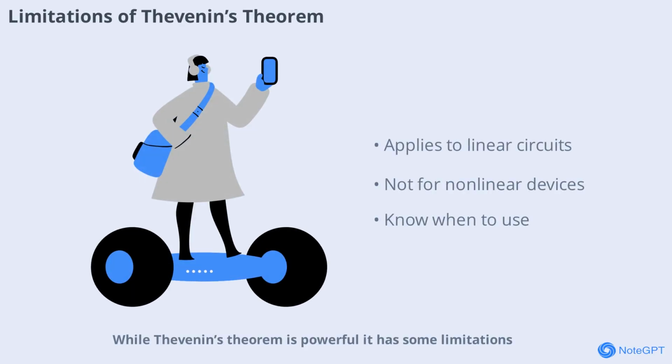While Thevenin's theorem is powerful, it has some limitations. It only applies to linear circuits, meaning circuits where the parameters do not change with voltage or current. Nonlinear components like diodes and transistors in certain configurations may not be accurately represented by a Thevenin equivalent. It's important to recognize when the theorem can be used and when other analysis methods are required.